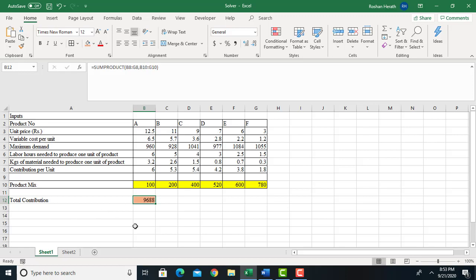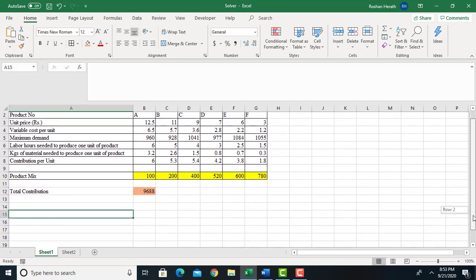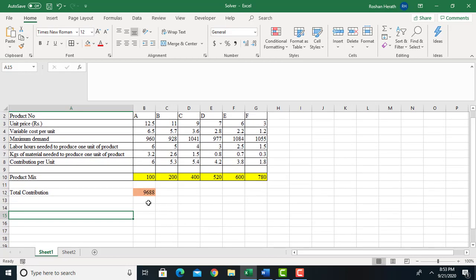Now it's time to identify the constraints. You would find that the constraints are there. When you are going to maximize this contribution, you can't do that the way you wish, subject to certain limitations, right? Now let's identify some of the limiting factors of this scenario, or we call them constraints.